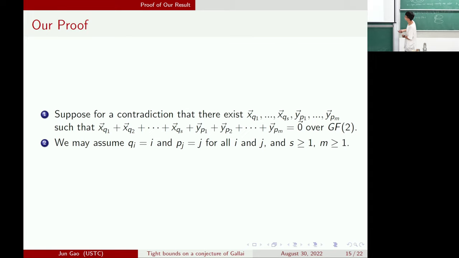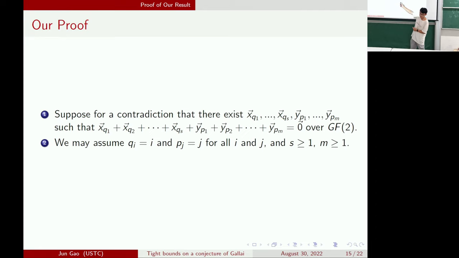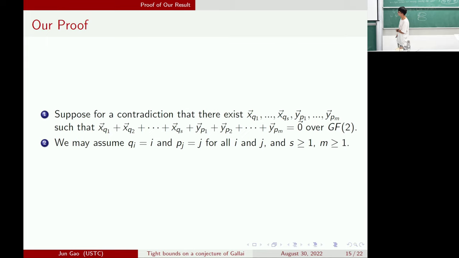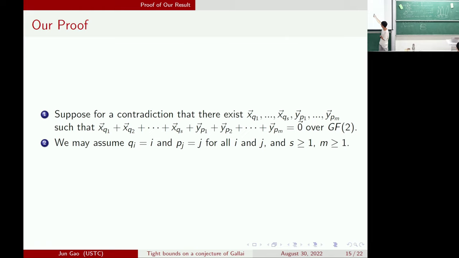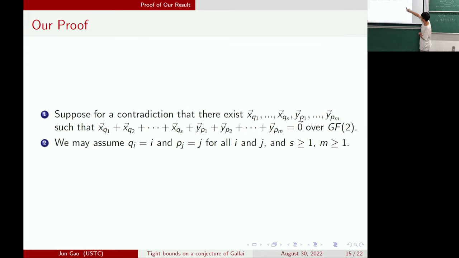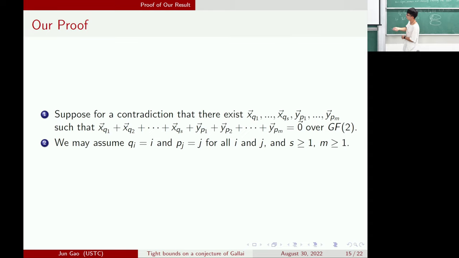We can suppose for contradiction that they are not linearly independent, meaning we can find some nontrivial combination that equals zero. For convenience, we can assume q_i equals i and p_j equals j. Also we can assume S is at least 1 and M is at least 1. S at least 1 is trivial because these vertices are single, so they are linearly independent. M is at least 1 because of the result of Abbott and Zhou, they showed the cliques are linearly independent, so the sum can't be zero. So we can assume these two numbers are at least one.